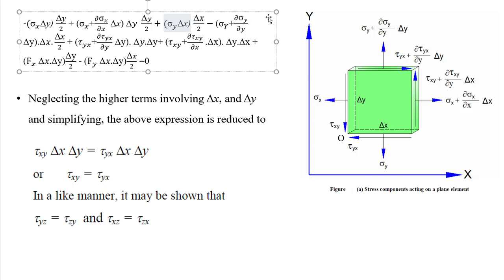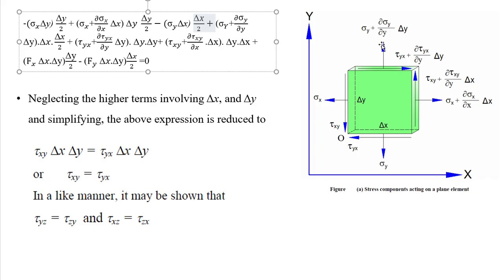Similarly, for the y component we take the same approach, whereas σy is acting in the negative direction. That's why I kept this one as negative. It is σy into the area of this cross section, δx into 1, where the thickness is 1, multiplied by the distance from this point, δx/2.